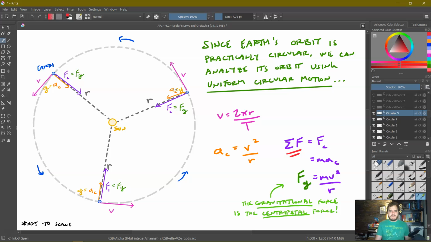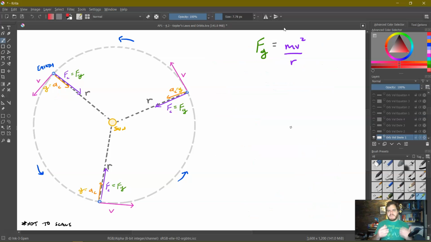Additionally, that tells me that the centripetal acceleration is actually just g. That g, that gravitational field strength, is really equal to the centripetal acceleration, specifically the gravitational field strength of the Sun at the position of the Earth. Well, knowing that the centripetal force, or mv squared over r, is literally the gravitational force, can allow us to make some interesting connections and learn some interesting insights.